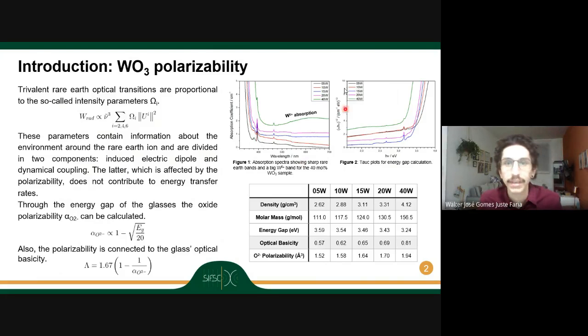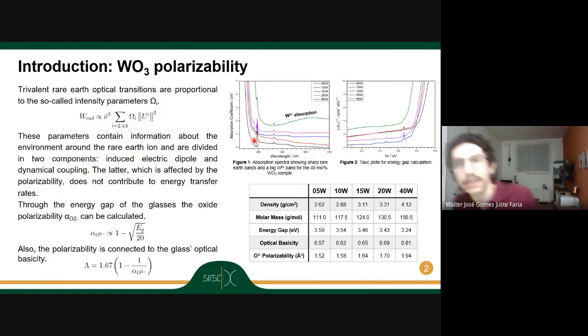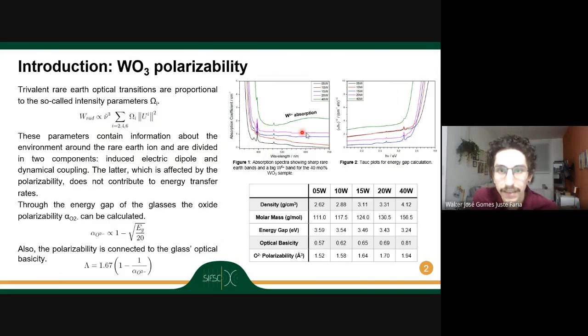So in the absorption graphs here, we can see some transitions of europium and terbium. They're not important here, but we can see clearly that the glasses are transparent, almost no absorption at all in the visible range, only for the 40% tungsten glass, where we have an absorption of the tungsten 5+ species. This species occurs as more tungsten is added to the matrix. So the 40% glass, because of this band, is kind of blue, but all the others are really transparent.